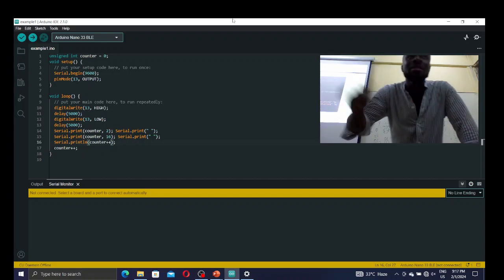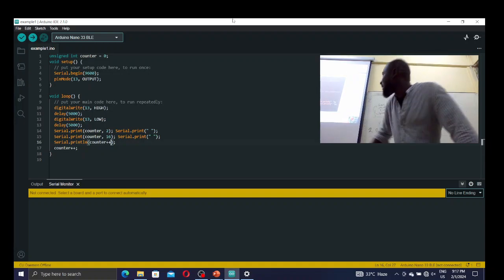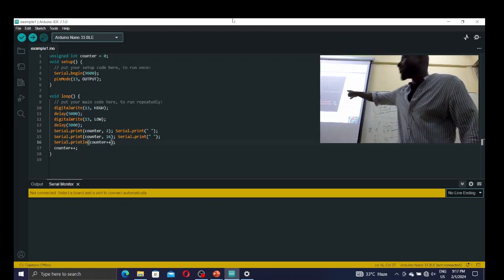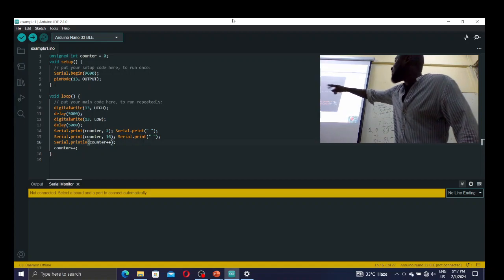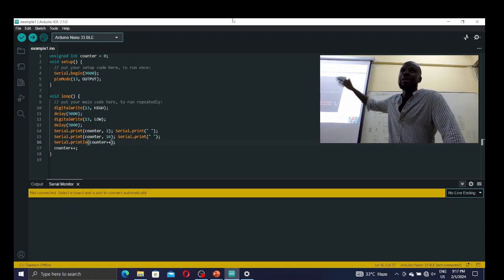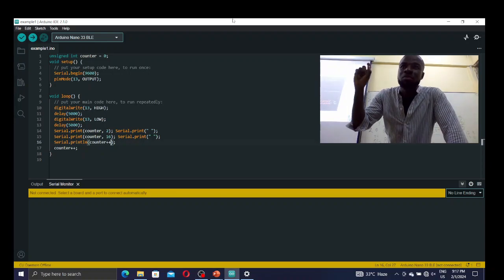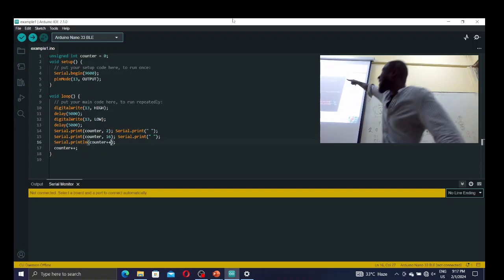Then if I get here, it's counter plus plus. If I get to counter plus plus, it will go to 2. But it won't print it. No, wait, it will print it. So it will print the incremented value. We are printing the incremented value, right? So 0 to 1. And then it goes and repeats everything again.